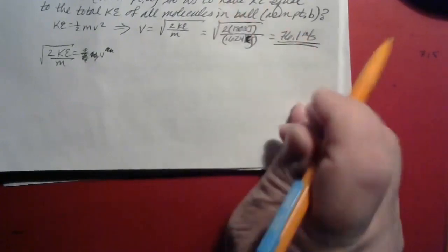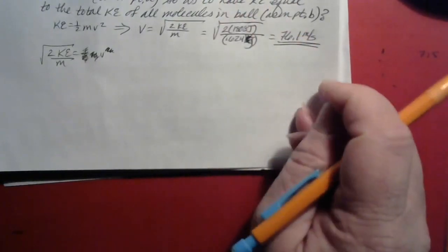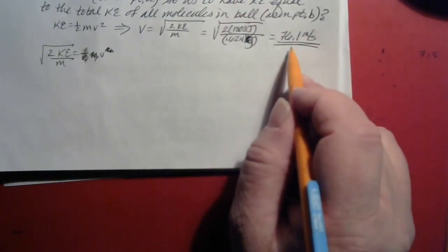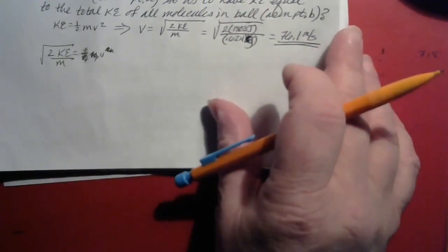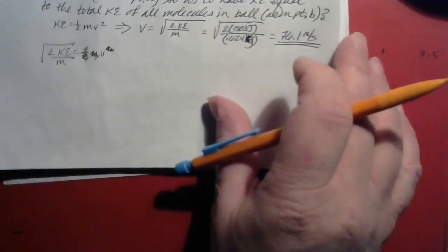So that's quite a bit faster than the player actually threw it. That's probably faster than any player could throw it. Maybe a baseball, maybe, but not in basketball.